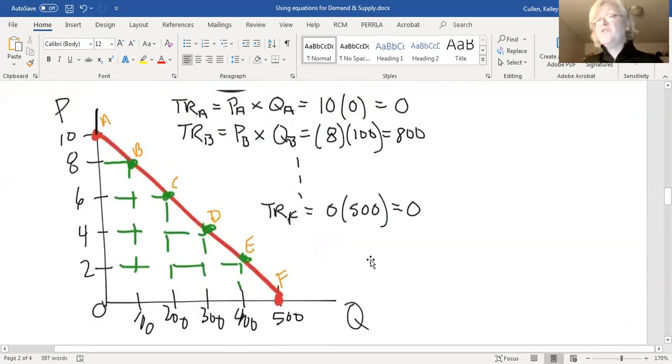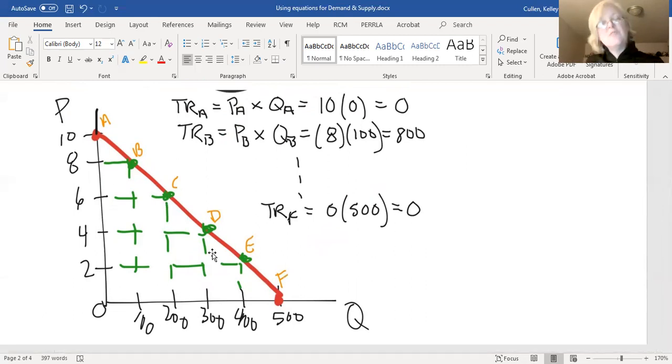With an equation, we can account for, hey, what about $7? Hey, what about $5.50? Hey, what about $2.37? With an equation, all we do is put in that price and we can calculate the Q. With the demand schedule, you don't have all of that information. You only have the few rows that I gave you. You're limited.